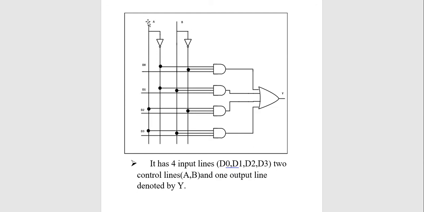Here you can see this straight line is A, and for A they have shown a NOT gate, and then there is one more line, that is A complement. Similarly, this straight line is for B, and B is connected with a NOT gate, that is the complement of B. So this line is A, this is A complement, B, B complement. In this way there are 4 different inputs, 2 control lines and one output, and that output is denoted by Y. Understood? This is the basic diagram of the 4:1 multiplexer.